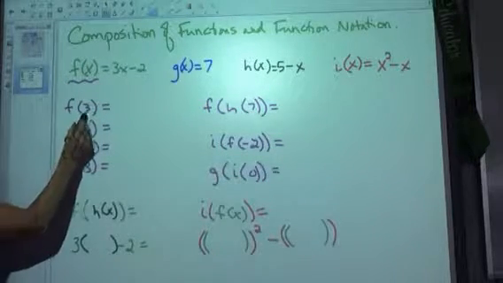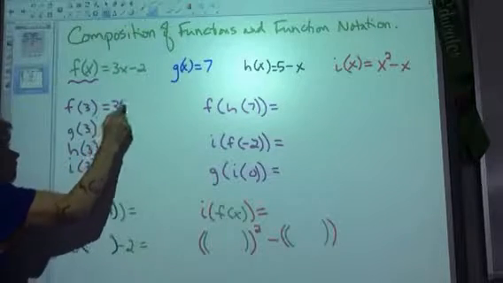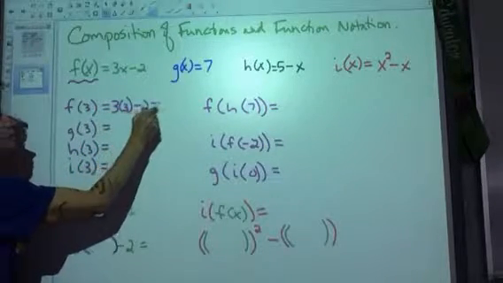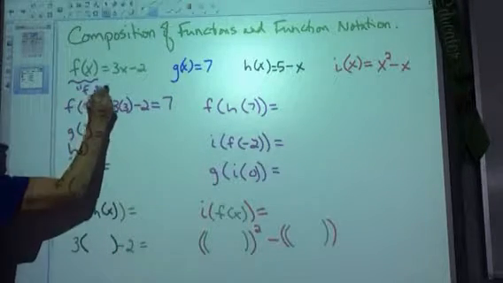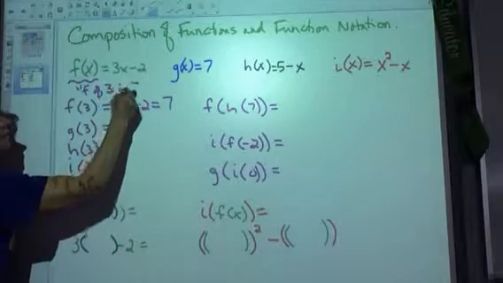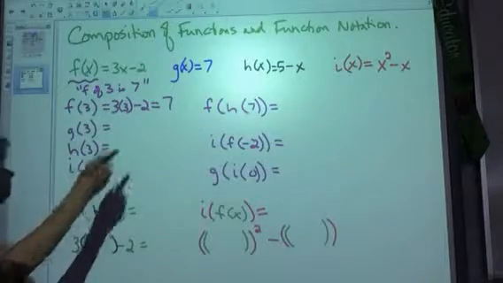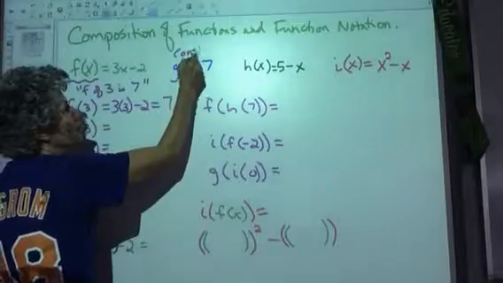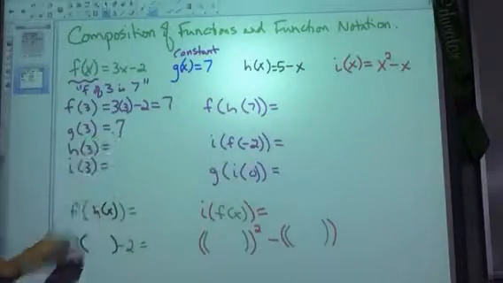So if you want f of 3, you find the f function, which is this one. And so that would be 3 times 3 minus 2, which is 7. So we say f of 3 is 7. G of 3, this is what's called a constant function. There's no place to put the variable, so that's just equal to 7.